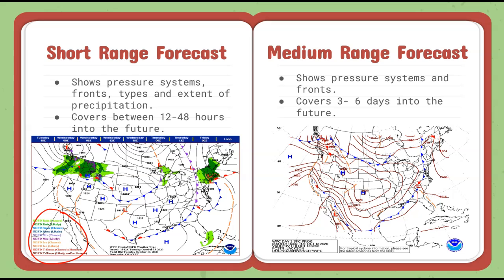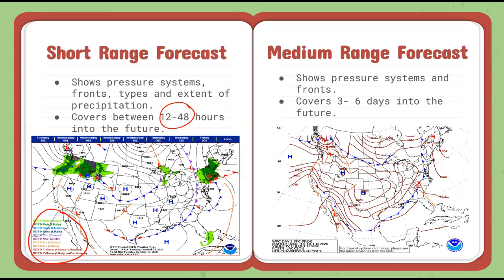These tend to be a little bit more accurate than the medium range forecast, just because it's closer to the actual prediction, and the more data you have, the better your prediction can be. Typically, short-range forecasts only cover between 12 and 48 hours into the future. So, 12 hours is half a day, all the way up to 48 hours, which is up to 2 days.